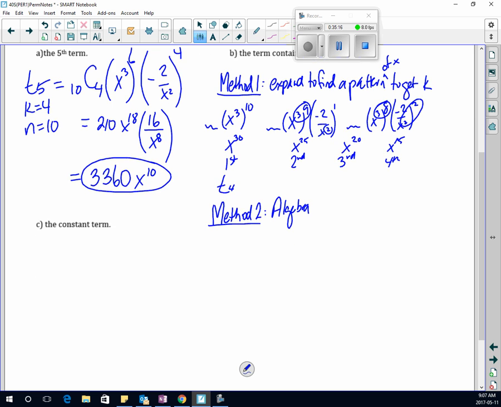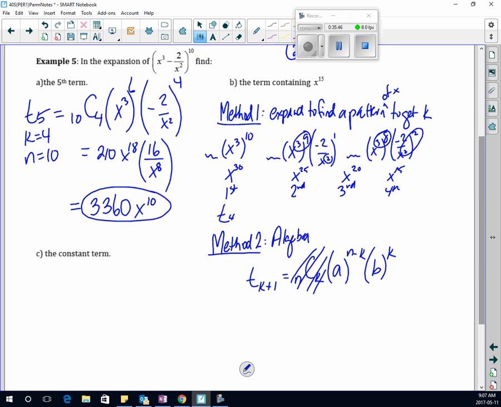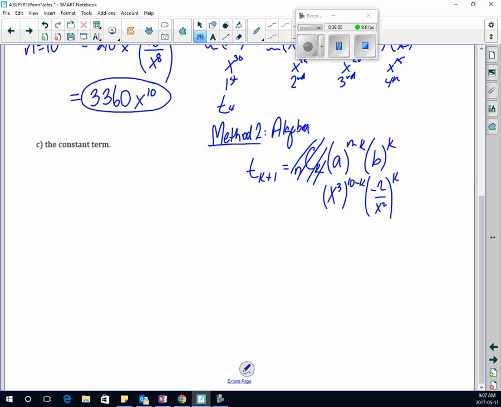Okay, so the algebra method says that t sub k plus 1 is equal to n choose k, the first term to the power n minus k, the second term to the power k. That's just the formula, right? So what I'm doing here is I'm going to match what I know to what I need to know. For instance, I don't need to know the coefficient, right? But I do know that the first term was x cubed, and that's to the power n minus k, so 10 minus k. Does everybody see that? And then the second term is negative 2 over x squared, and that's the power k. And again, I don't need to know about this negative 2 because it's not contributing to my x's.